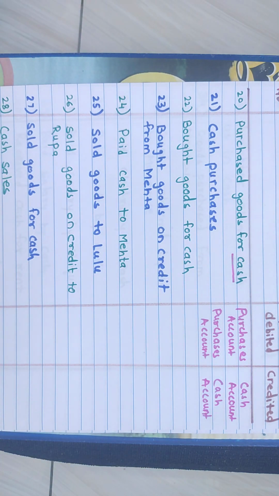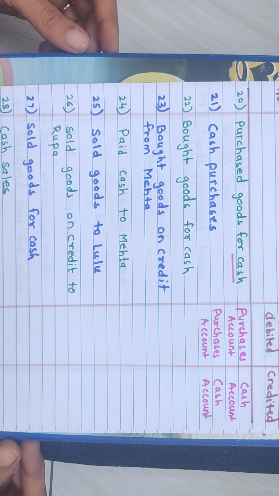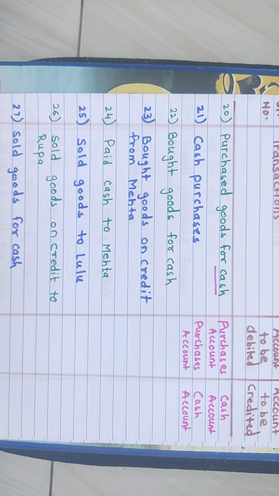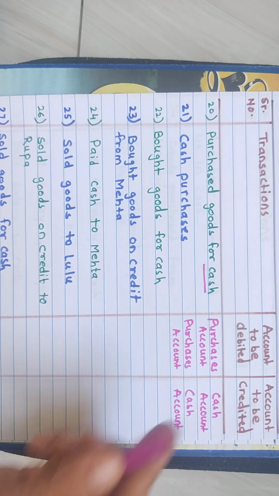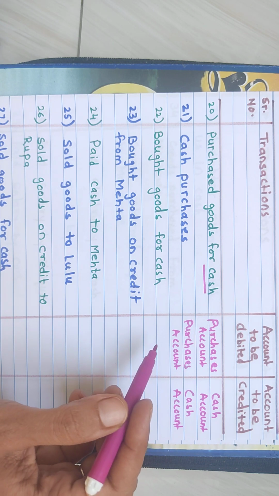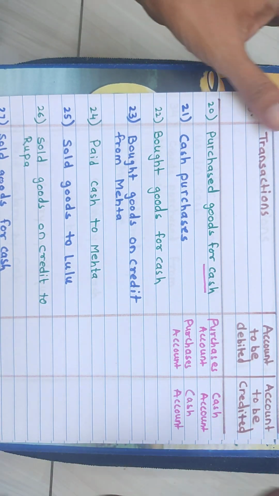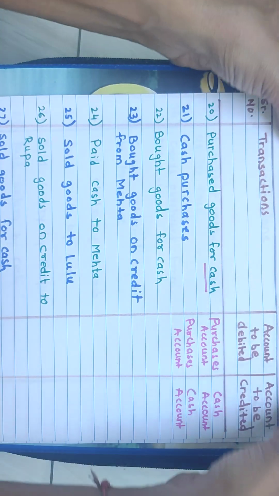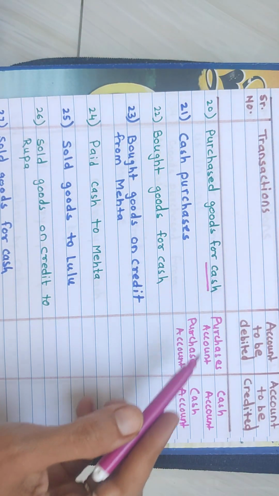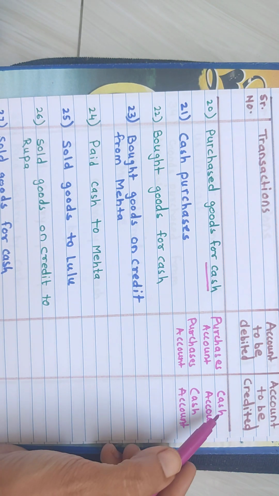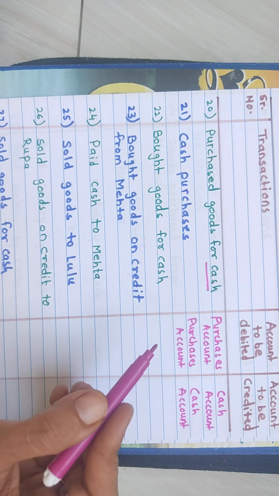See, purchases account is a nominal account, students. So nominal accounts rule says debit the expenses and losses, credit the income and gain. So as purchase account is nominal account, debit the expenses. So whenever we purchase something, whenever business buys something, purchase goods, we have to give debit to purchase account, being expenses, and cash is going out, so cash account is credited.